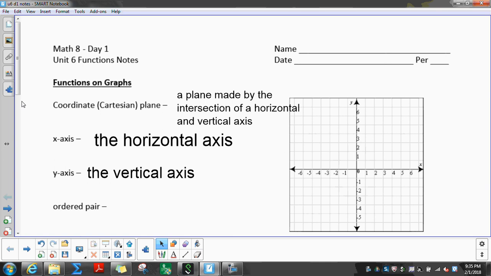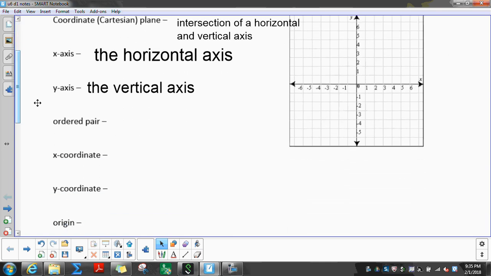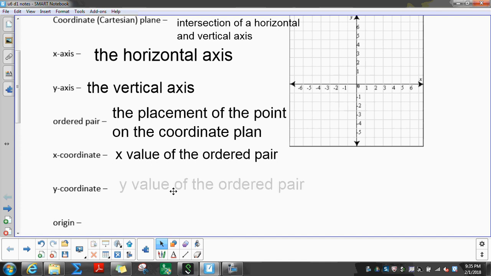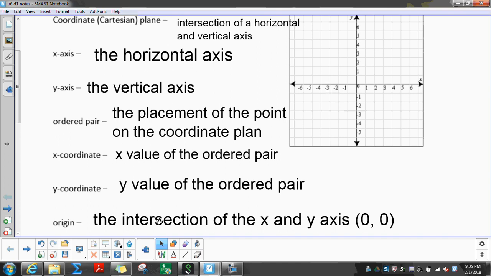So the ordered pair tells us the placement of a point on the coordinate plane. The x-coordinate is the x value of the ordered pair. The y-coordinate is the y value of the ordered pair. The origin is the intersection of the x and y axis, and the ordered pair point is (0, 0).